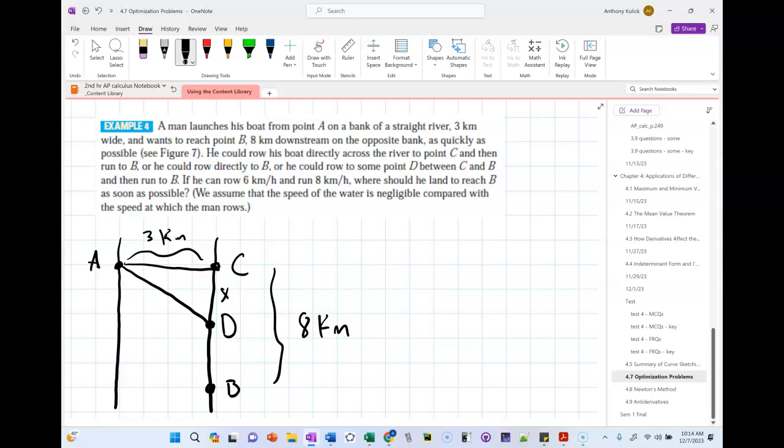And what we want to do is find the fastest route to get to point B. Right? So you could do all rowing from A to B. That's a route. You could row to C and then run from C to B. That's another route. Or you could do something in between, where you land somewhere in between. You do some rowing and then less than 8 kilometers of running. Everybody's okay with the setup here?